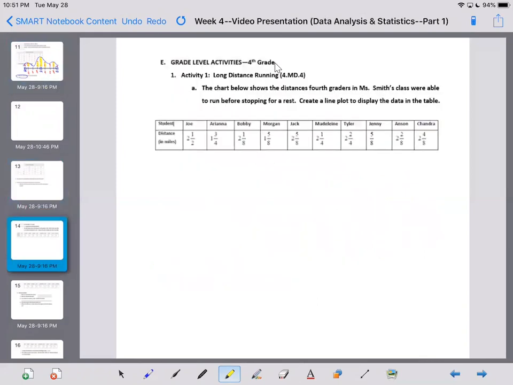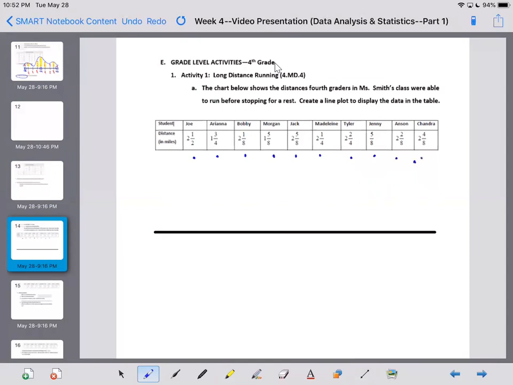All right, jump into 4th grade. We start to see that the increments still are fractional measurements. And here, this chart below shows distance 4th graders in Mrs. Smith's class were able to run before stopping for a rest. So we're just going to create a line plot to represent that. So remember, you draw your line. And looking at all of our numbers, I see 2, 1, 2, 1, 2, 2, 2 5/8, 2, and 2.